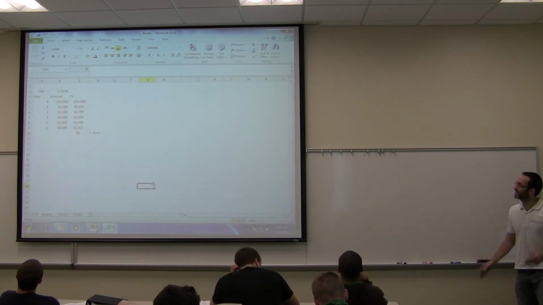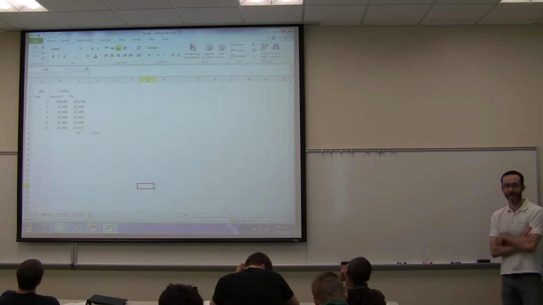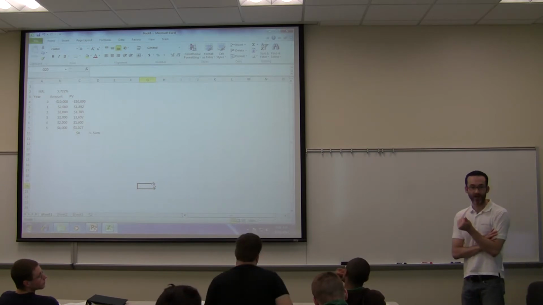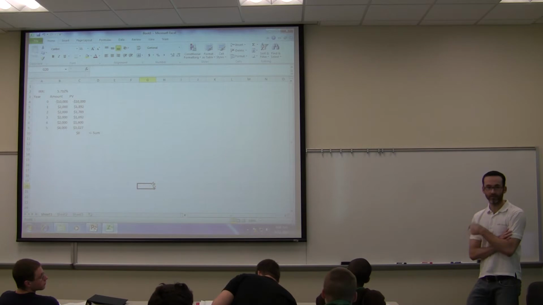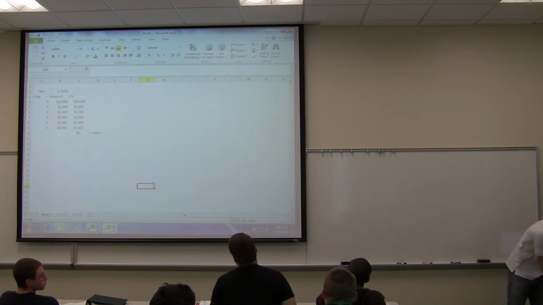So it's pretty easy. It combines a couple of skills that you already have, namely using the present value function to discount a cash flow to the present. Already had that skill.